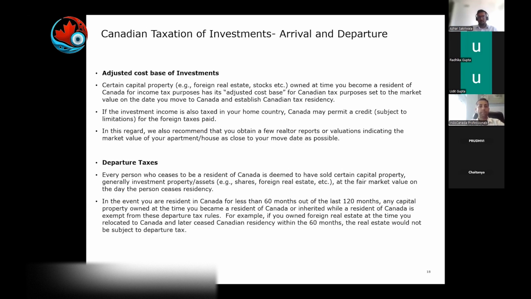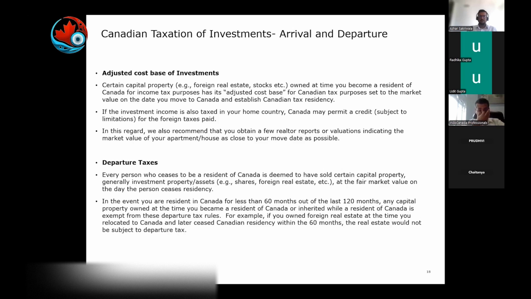At the same time, if you resided in Canada for less than 60 months out of 120 months, for example, a person arrived in Canada in 2020 and has now got an opportunity outside of Canada and wants to leave the country in 2024, in that situation, the person has resided in Canada for less than 5 years. If the person has any assets which he owned, let's say in India, before arriving in Canada, that is before 2020, those assets would not be subject to departure taxes.